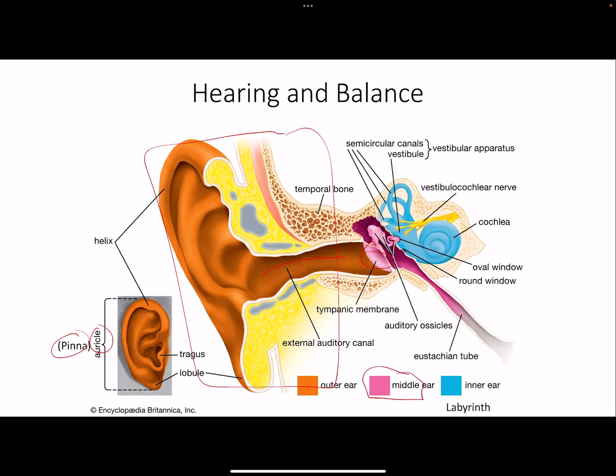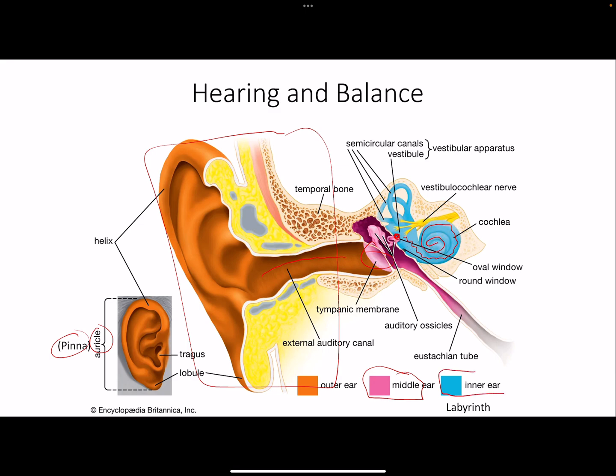Now we're in the middle ear. We have these three auditory ossicles, the malleus, the incus, and the stapes. They are going to rhythmically contract. They're going to push on this oval window of the cochlea. That's going to cause fluid to move through this snail-like structure of the cochlea, and it's going to excite hair cells.